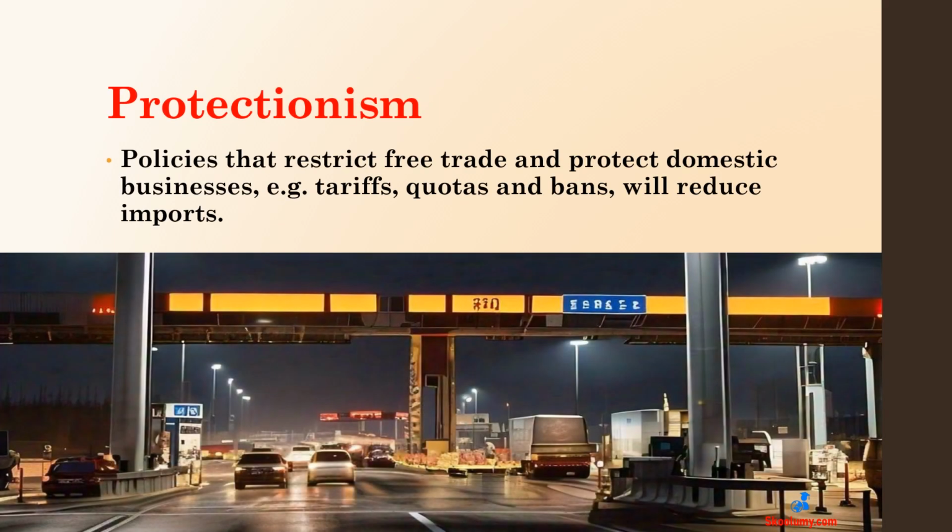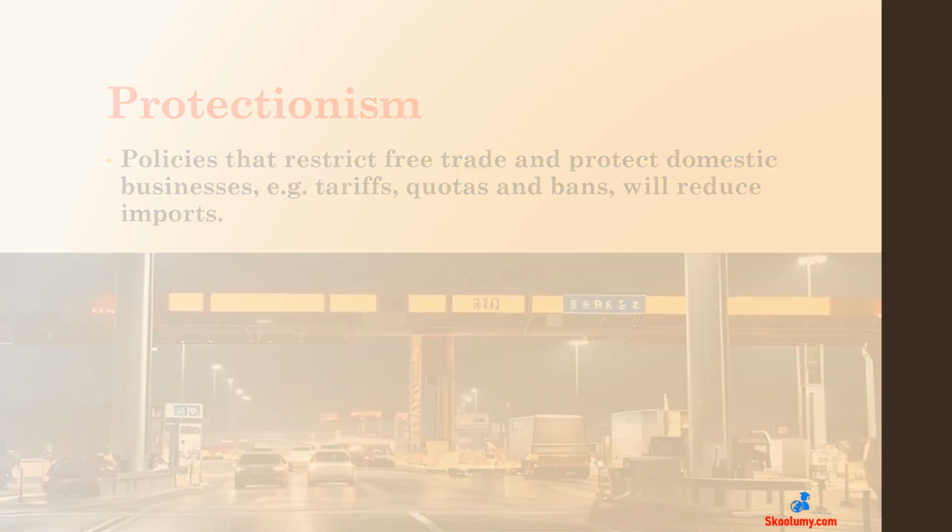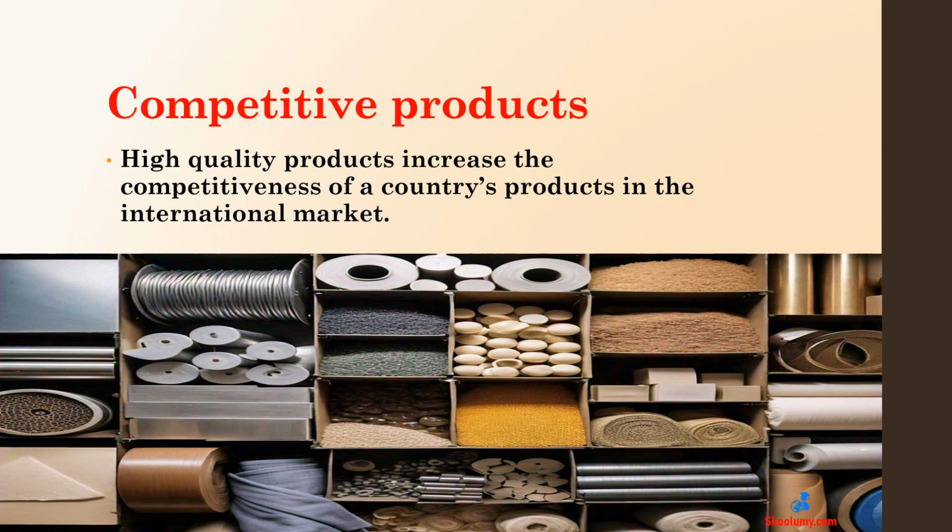Protectionism. This involves the use of policies to restrict free trade and protect domestic businesses, e.g., tariff, quota, and ban. For example, tariffs, which are taxes on imported goods, increase prices of imports and decrease imports. There will be a current account surplus when imports are less than exports. High-quality products increase the competitiveness of a country's products in the international market. Consequently, demand for its products in foreign markets increases. More exports can cause a current account surplus.